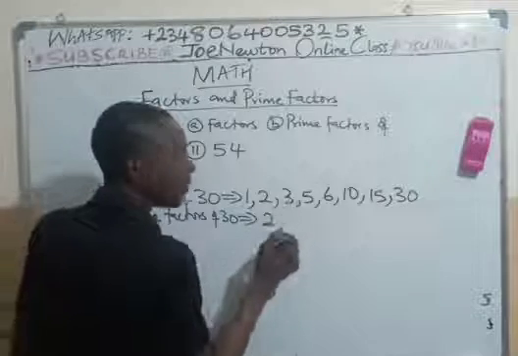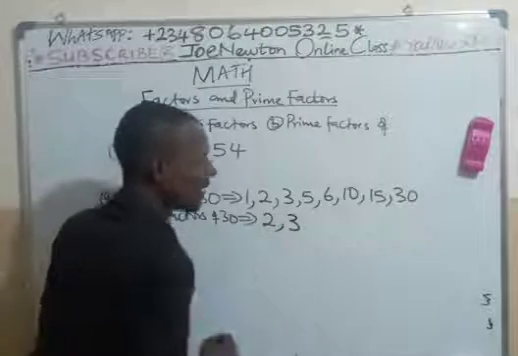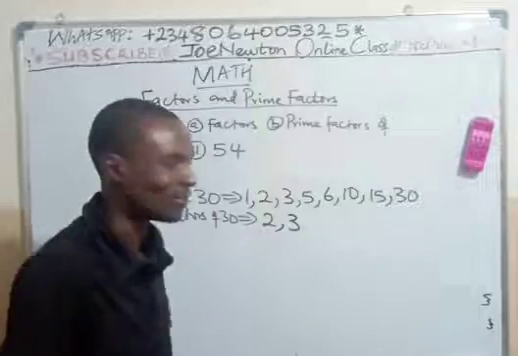So here, another prime number is 3 because 3 has only 2 factors, 1 and itself.